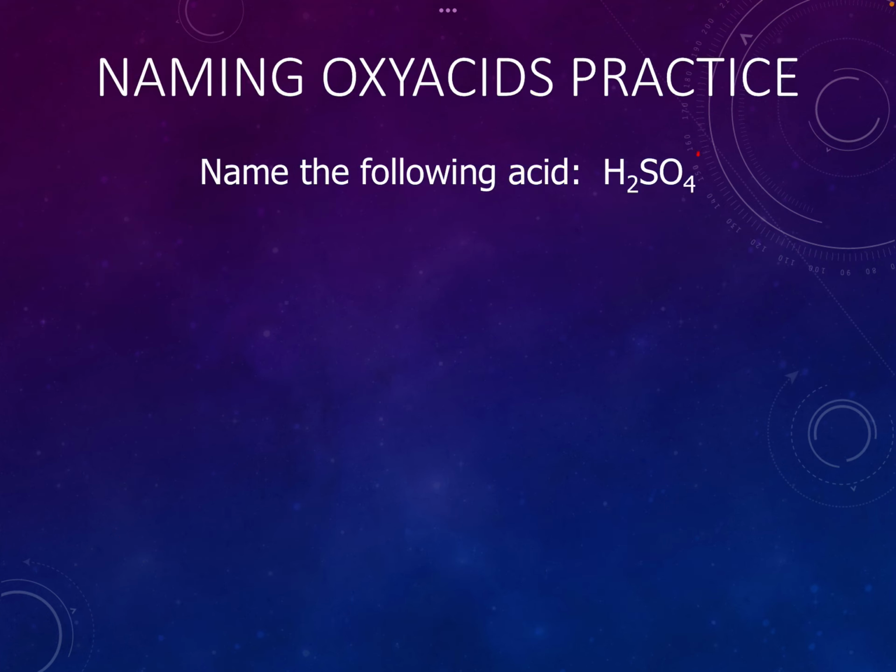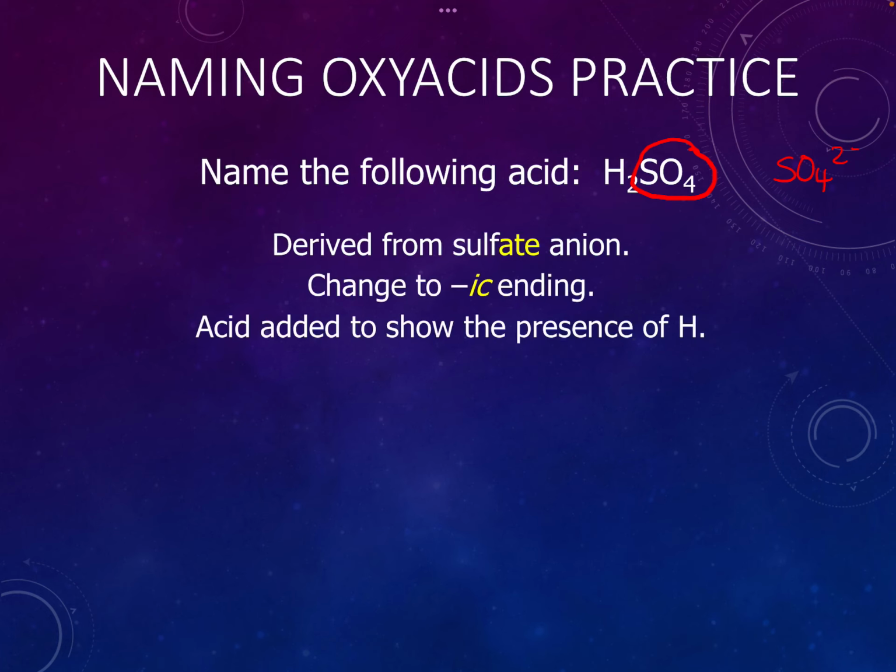So here's one. This has SO4. You should recognize that as one of our polyatomic ions, SO4 2-. That's sulfate, right? So since we have sulfate, I ate something icky. Since this is sulfate, it's going to change to an ic ending, and so this will become sulfuric acid because it's from sulfate.